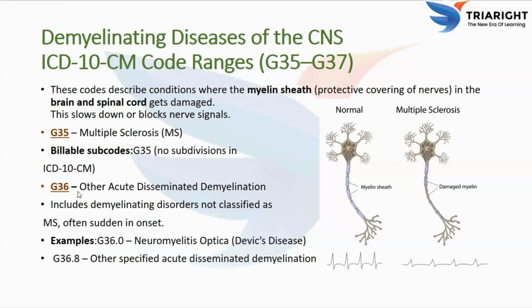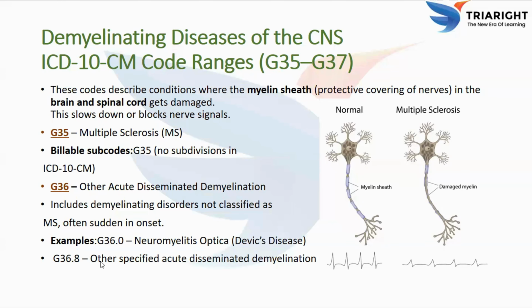Okay, and what are the examples of this G36 code? What are the subcodes? G36.0 is neuromyelitis optica. It is also called Devic's disease. So what is the condition? It is a condition that mainly affects the optic nerves. The name says optica, right? The condition mainly affects the optic nerves, that is the eyes, and also the spinal cord. So they cause vision problems and limb weakness. So this is about neuromyelitis optica.